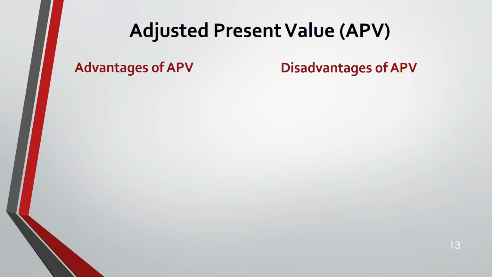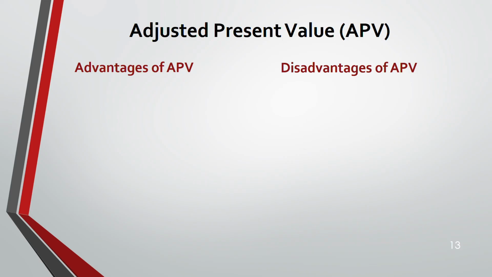So now that you have an understanding of APV, we are going to go through the advantages and disadvantages, because you have to know the discussion part also. AFM is not just numbers. You will be given the second question as a discussion question on adjusted present value.